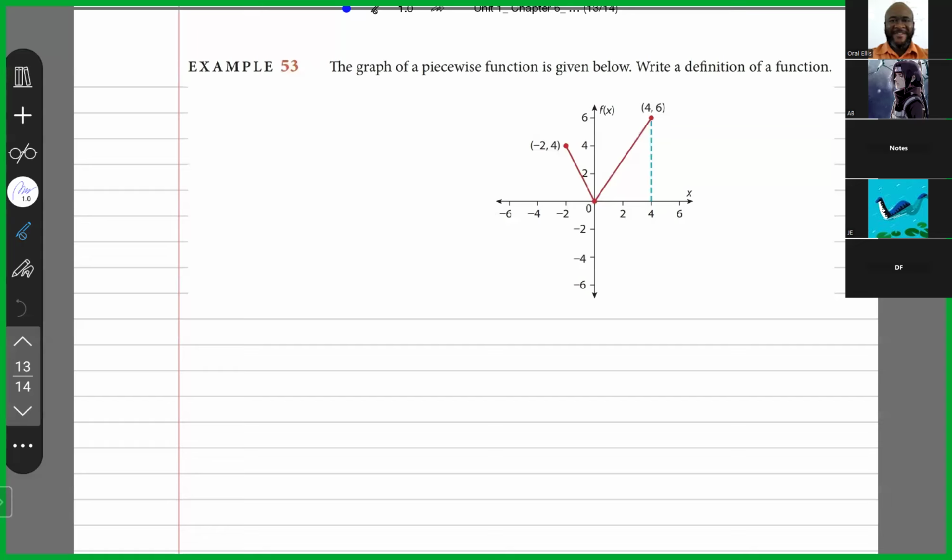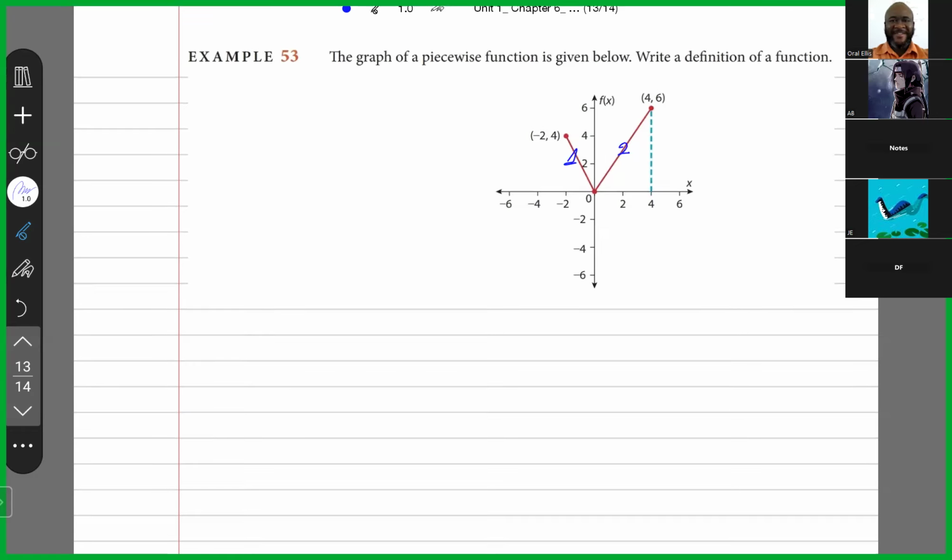All right, so example 53 says the graph of a piecewise function is given below. We're to write a definition for this function. So what you'll notice is that this graph has 2 parts to it. Both parts are linear graphs. So let us say this is part 1 and this is part 2. So in both cases, both graphs intersect the y-axis at the origin.